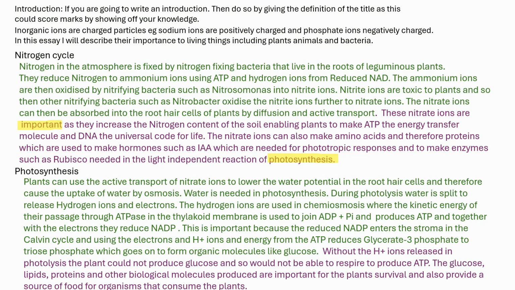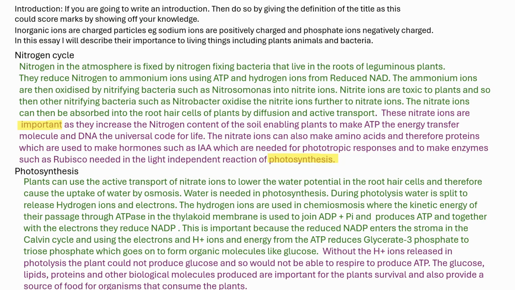Remember, we want to highlight the ions and electrons. The hydrogen ions, I could put here are important, but I've put are used in chemiosmosis, where the kinetic energy of their passage through ATPase or ATP synthase in the thylakoid membrane is used to join ADP and Pi. And if I want, I could say inorganic phosphate ions, and produces ATP. And together with electrons, they reduce NADP.